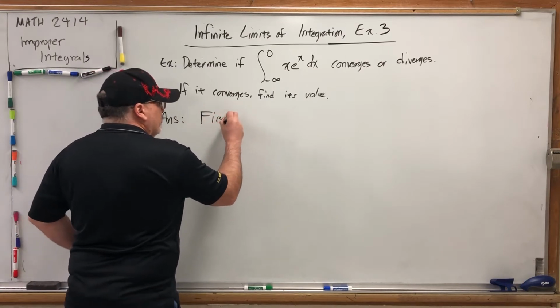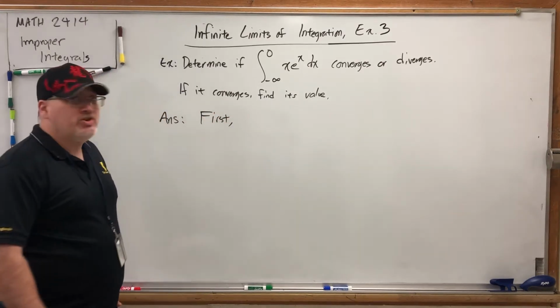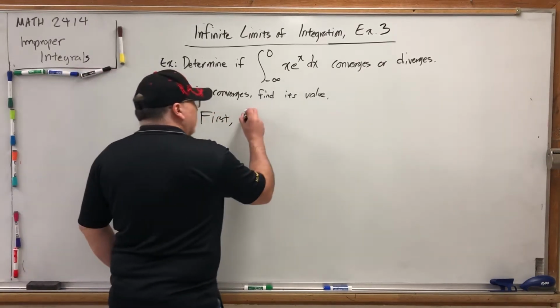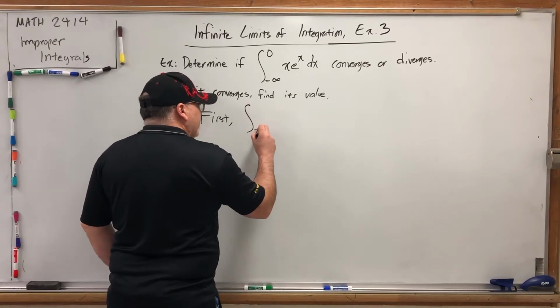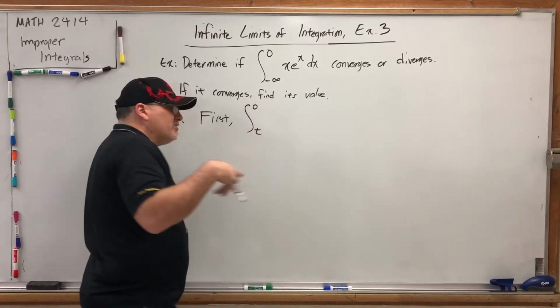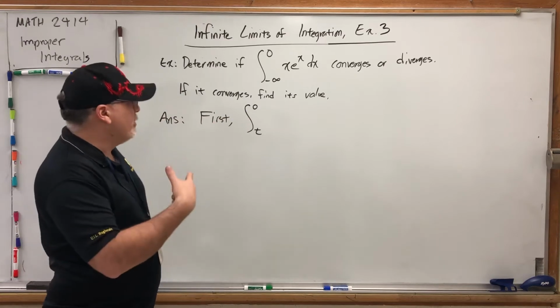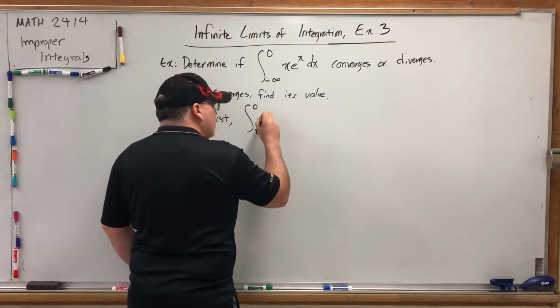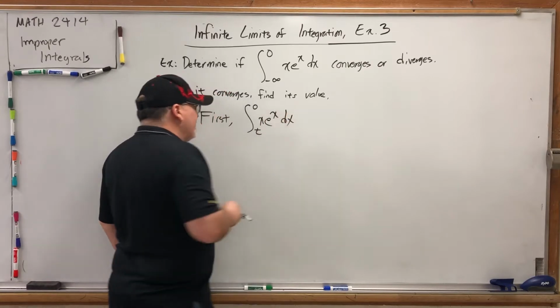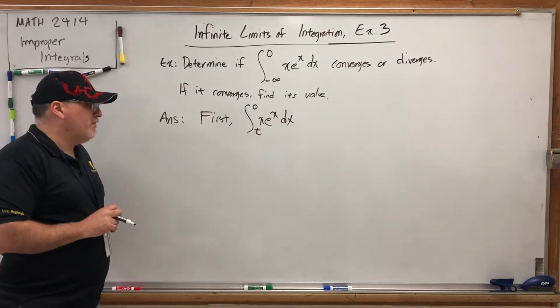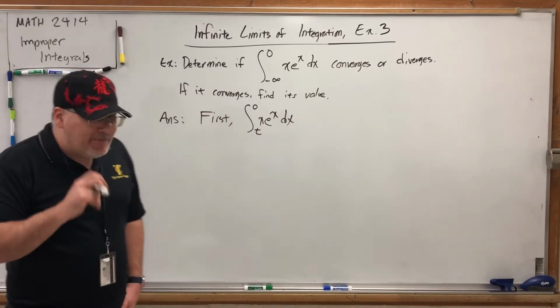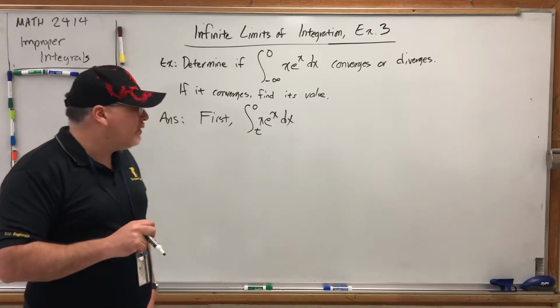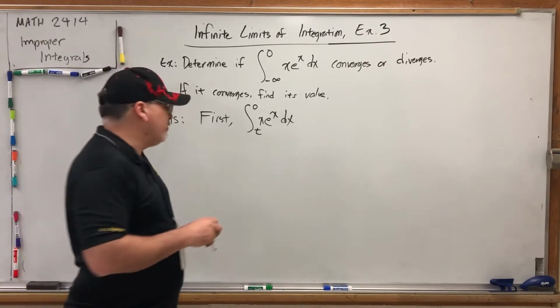Well, the first move is to replace the infinite limit of integration with a variable. So we'll replace the negative infinity with the t. And by the way, you can use any variable that you want besides the one already in play, so don't use x again. So let's find the definite integral from t to 0 of x times e to the x dx. And it might help to find the indefinite integral first, or just drag along the limits of integration.